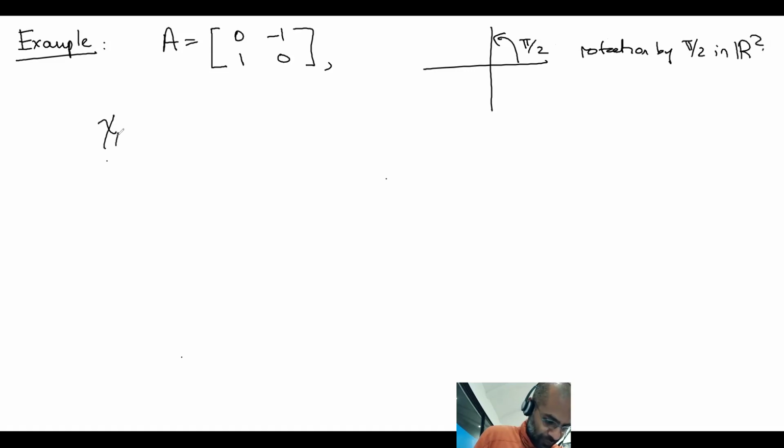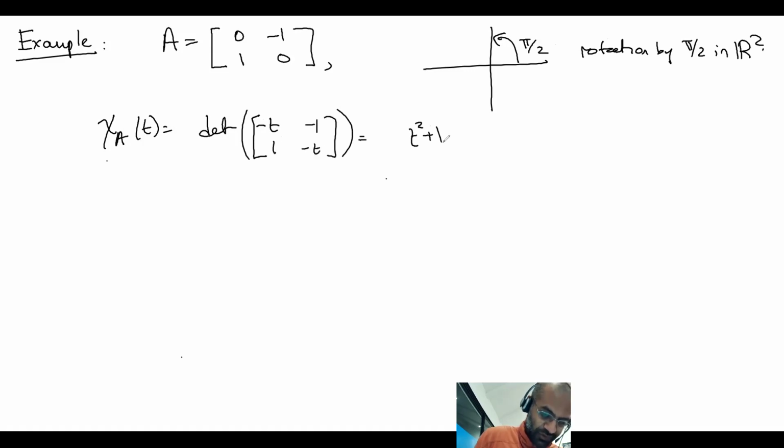Now, what's the characteristic polynomial? Well, it's the determinant of this, which is t squared plus 1, which has no real roots. So this has no real eigenvalues.